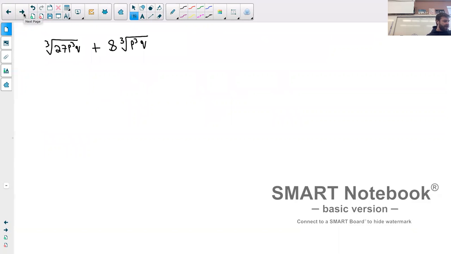Next example, we have a cube root of 27p cubed q plus the cube root of 8p cubed q. Now with this, for cube root, we know that p and q are both all real numbers, because whenever it's an odd index root, it's going to be all real numbers. We have no restrictions.